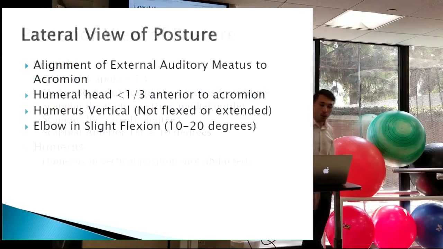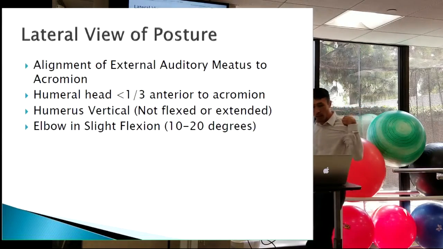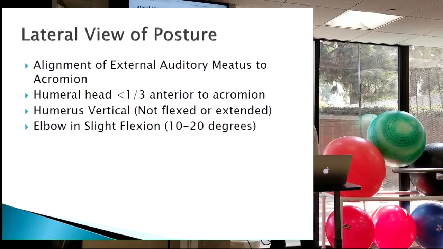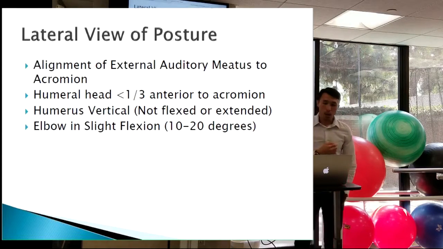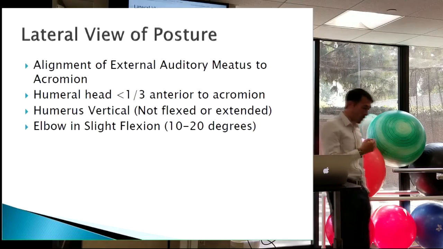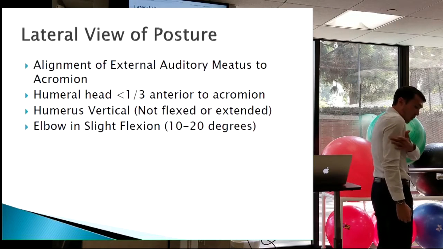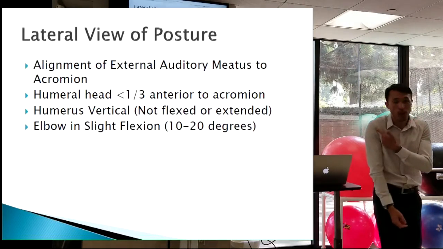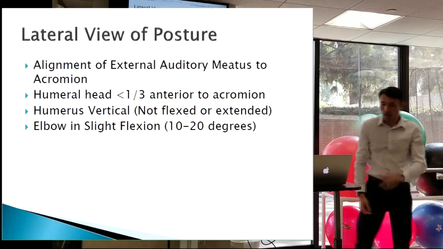So from the lateral view, you wanna look at where the ear and the acromion meet. The humeral head does not want to be greater than 1/3 past the acromion. So it should be sitting basically underneath the acromion. The humerus is not flexed or extended, so you want to just keep it right here. If it's pulled back, you want to bring them further forward and say, does that feel better? Or if it's flexed forward, see if you can just bring it back to a neutral position.